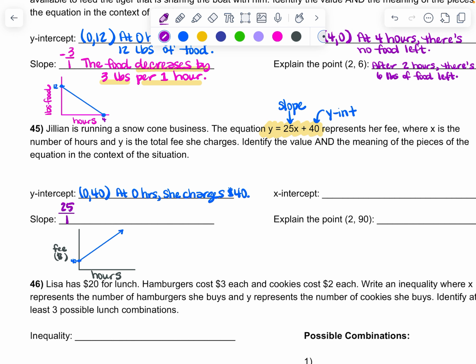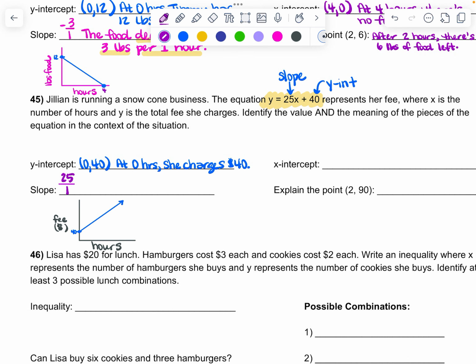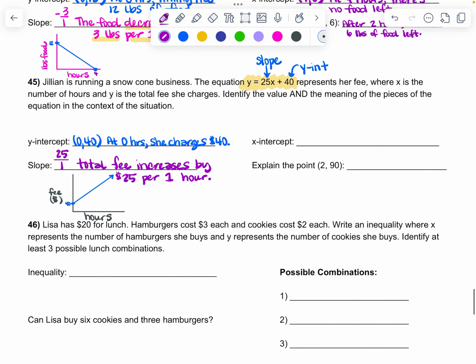Our slope is 25, or 25 over 1. It's positive, which means her total fee increases, because we've got to have something that tells me that's positive, increases by $25 per 1 hour. Again, I have the increases by that tells me the slope's positive. I'm representing the rate of $25 over 1 hour. Okay, everything's in there that we need.